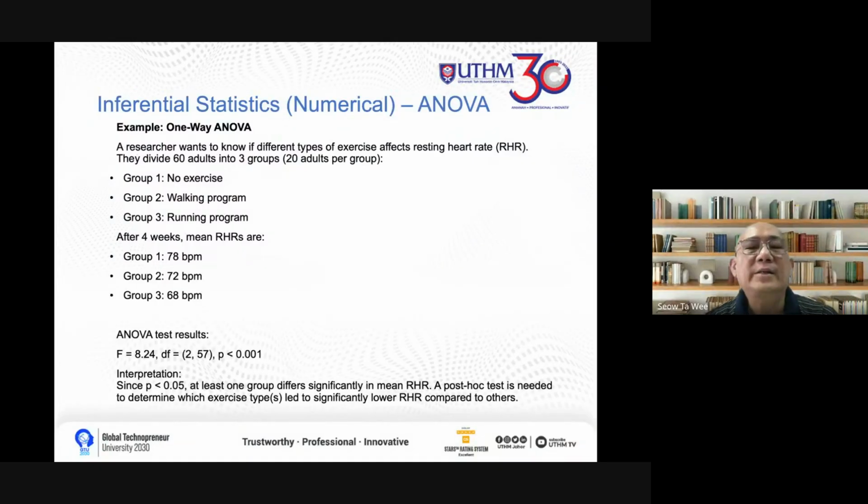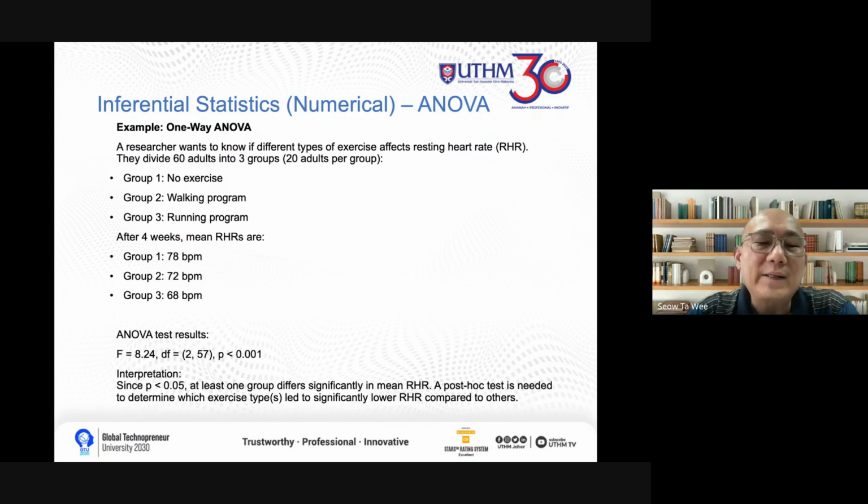So this is an example. The researcher wants to know if different types of exercise affect resting heart rate, RHR. They divide 60 adults into 3 groups, 20 adults per group. Group 1, no exercise. Group 2, only a walking program. Group 3, a running program. After 4 weeks, they measure the RHR: group 1, 78 BPM, group 2, 72 BPM, group 3, 68 BPM.